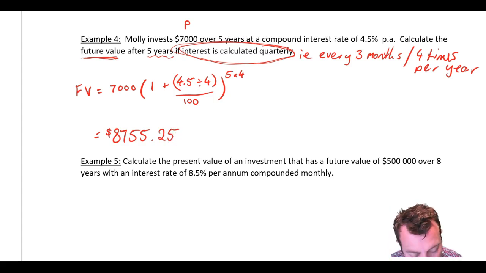So Molly is investing this time. It's not how much she has to pay, it's how much she's going to have saved. Right? She put $7,000 in the bank. 5 years later, she has $8,755.